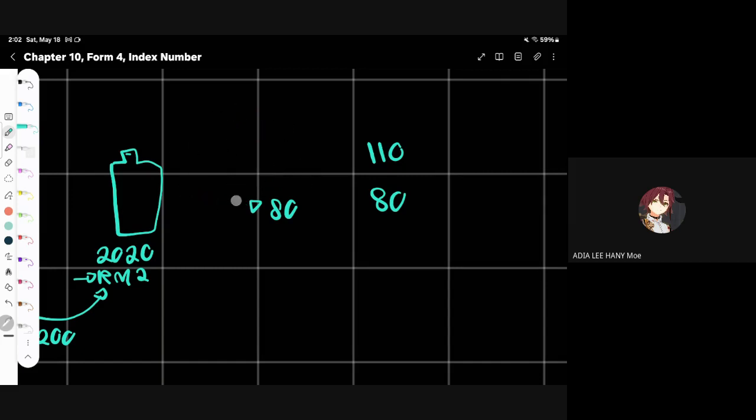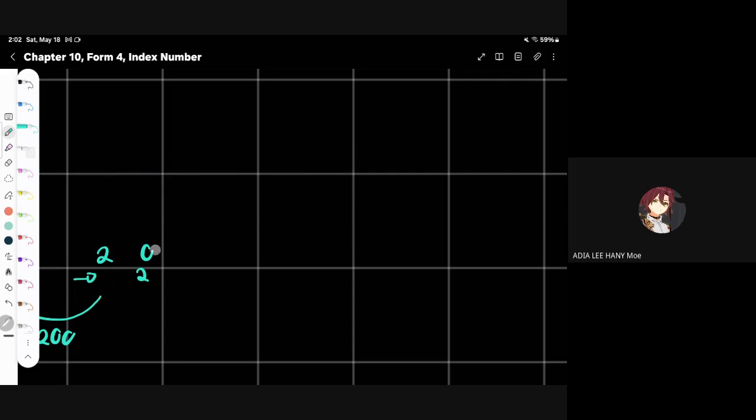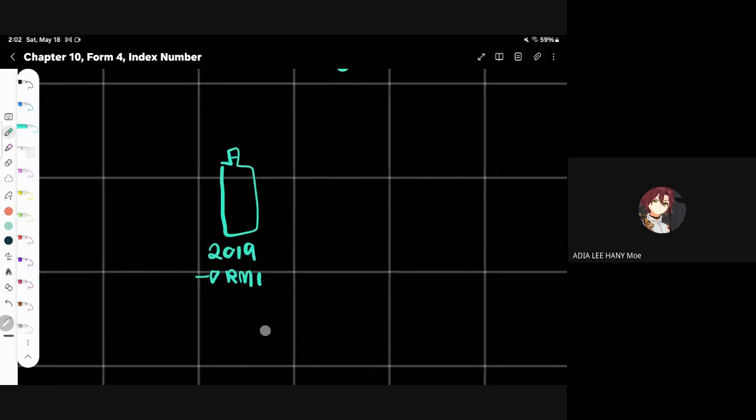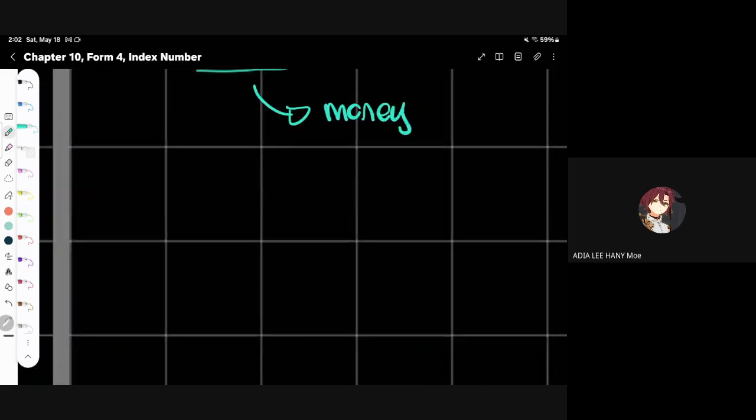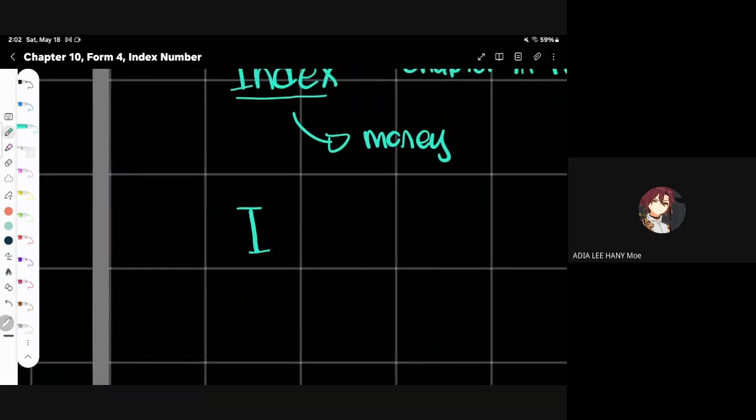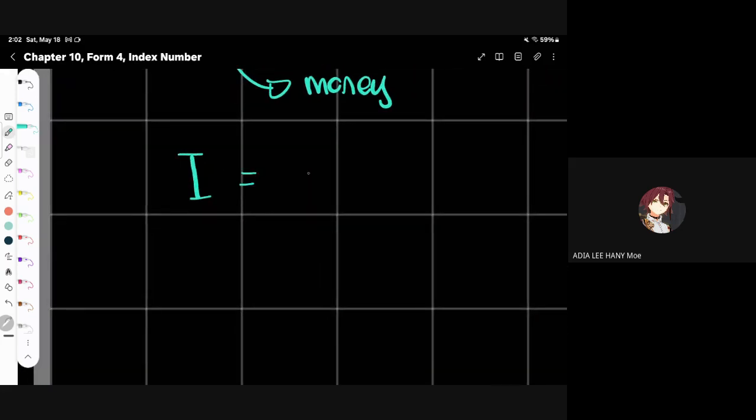So it is about percentage. In this chapter, there are going to be a few formulas that you have to understand how to use. The main formula that you're going to use is the index formula, I, equal to Q1 over Q2 times 100. Let me explain one by one. What is I? I is of course the index. What is Q?